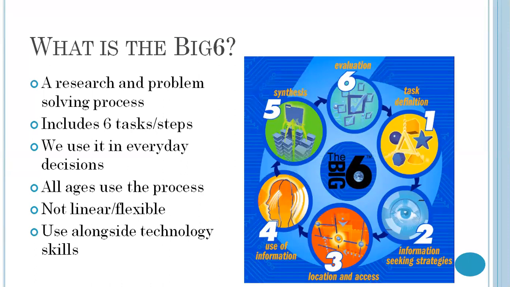It is not linear, it's flexible. So we might not go in order all the time of 1, 2, 3, 4, 5, 6. We might go 1, 2, 3, 4, 3, 4, 2, and edit as we go. And we use the Big Six alongside technology skills such as searching online and through databases, which makes us more information literate.